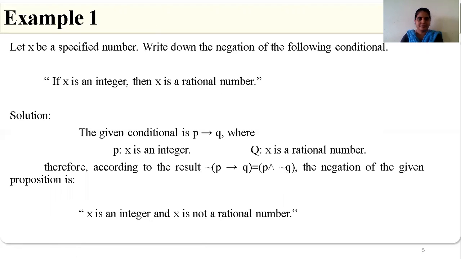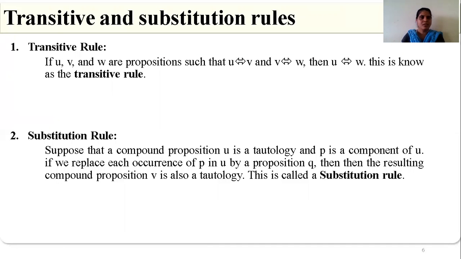Next rules are the transitive and substitution rules. The transitive rule states that if we have propositions U, V and W such that U is logically equivalent to V and V is logically equivalent to W, then we can say that U is logically equivalent to W. This is known as the transitive rule.